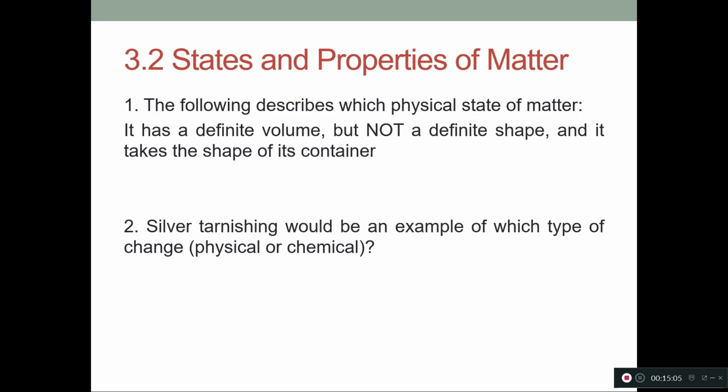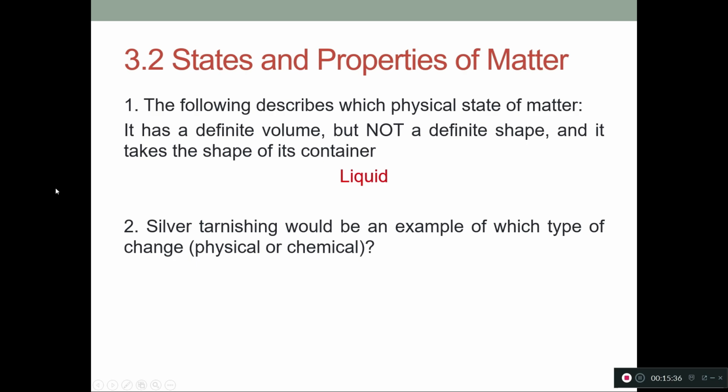And so for the first one, we have that it has a definite volume, which means that we can rule out that it's a gas, but not a definite shape. And so that means we can rule out that it's a solid. And so even just by those first two, we know that this is a liquid. But then we have this third thing here that just says it takes the shape of its container, which further indicates that it is not a solid. And so this would be a liquid right here.